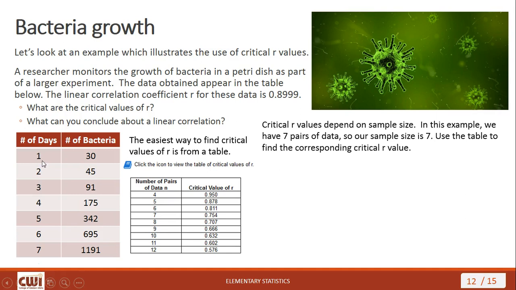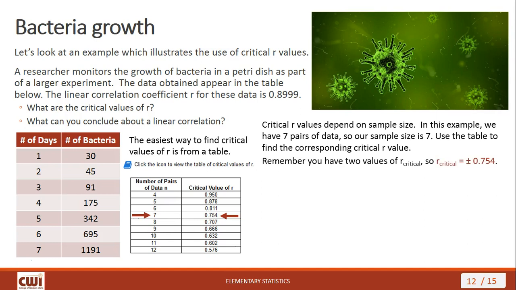Looking at the number of pairs of data we have in our analysis tells us what our sample size is. So in this example, we have a sample size of 7 because we have 1, 2, 3, 4, 5, 6, 7 pairs of data. Now we're going to use the table to find our corresponding critical R value. First, we look on the left to find the number of pairs of data. What's our sample size? It's 7, and that's located here. Then we look across to the corresponding value, and we get 0.754 as our critical value of R.